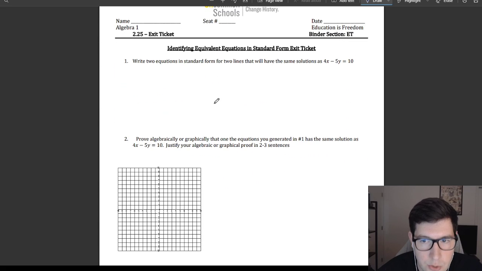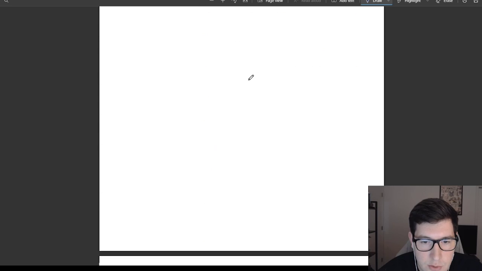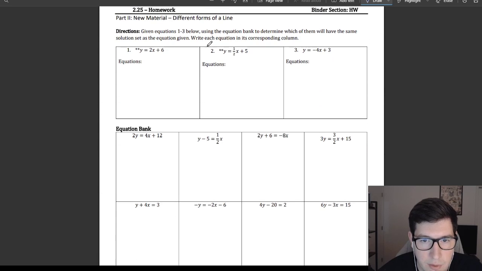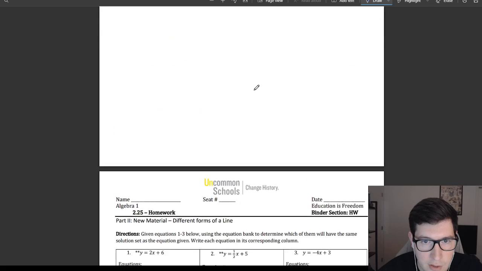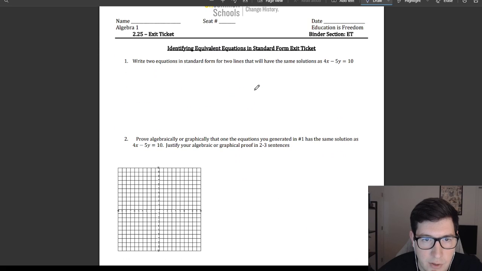Your exit ticket is 2 questions. It's just 1 and 2. It's using everything that we did today. And again, you should have until the end of class to go ahead and complete this. As usual, there is homework attached. Make sure you read your directions carefully on your homework so that you know exactly why you have an equation bank and what is going on. But again, for now, you're going to work on your exit ticket, silent and solo, until the end of class. You can go ahead and end the video here.